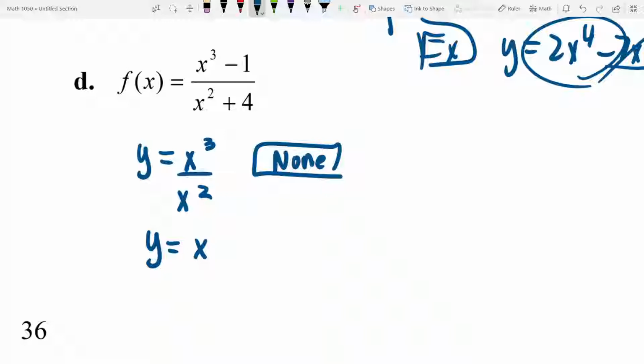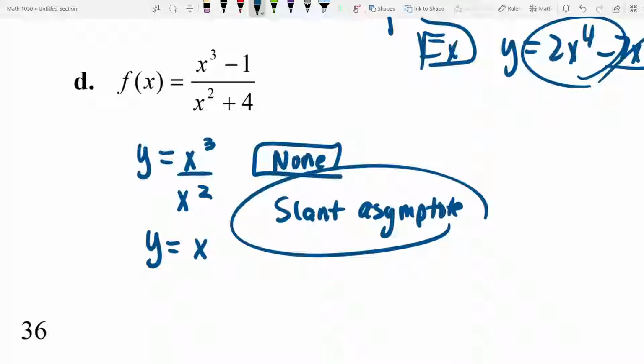Your end behavior in this scenario is not a horizontal asymptote. It would be a slant asymptote. We're not going to find it yet. I just want you to know that if the top exponent's bigger, you've got a slant, not a horizontal.